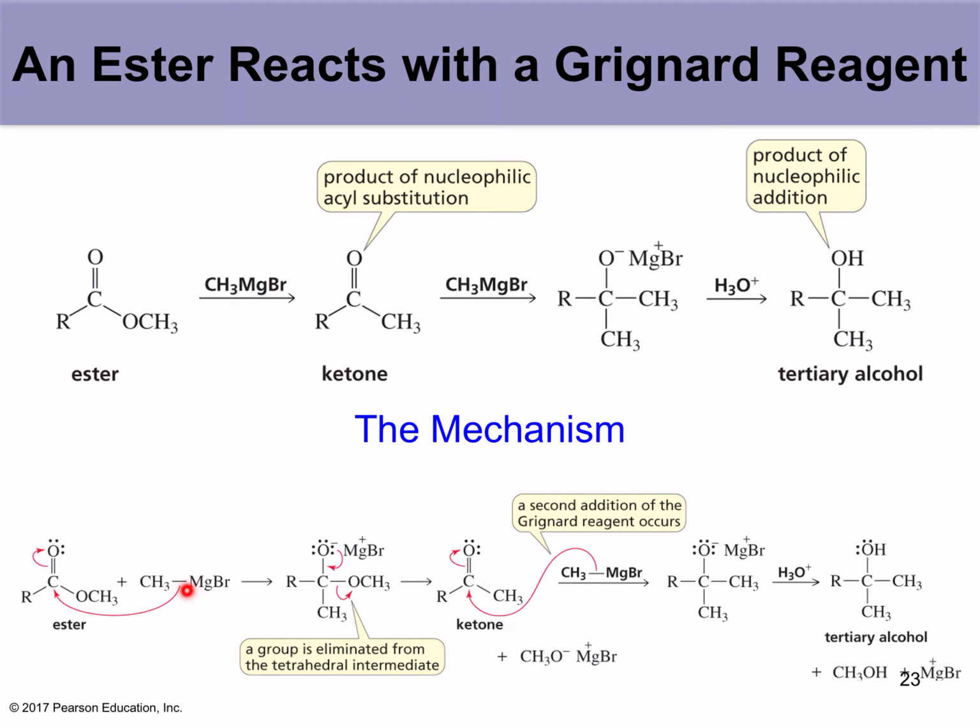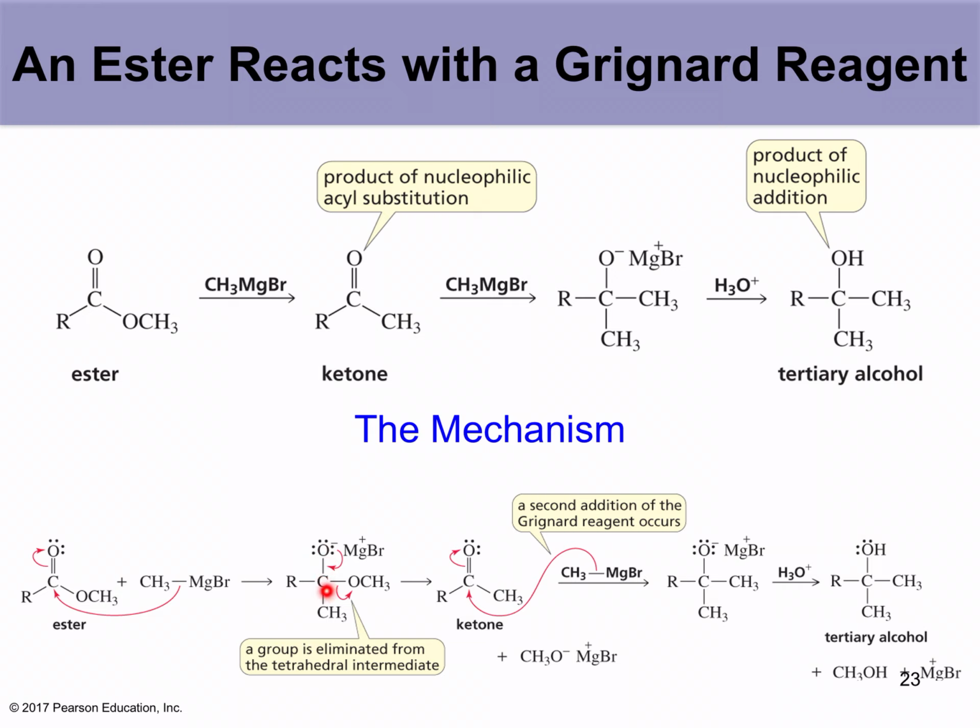Just like the Grignard reagent would react with the carbonyl group, the carbon-magnesium bond, nucleophilic, goes and attacks the carbon, the pi bond opens up, and you create this intermediate. A group is eliminated from the tetrahedral intermediate. Now you have 1, 2, 3, 4 groups. From here, methoxide can be released by reforming the carbonyl group.